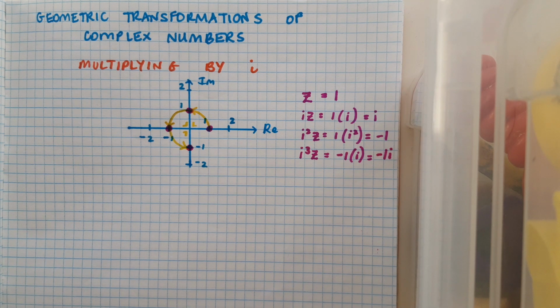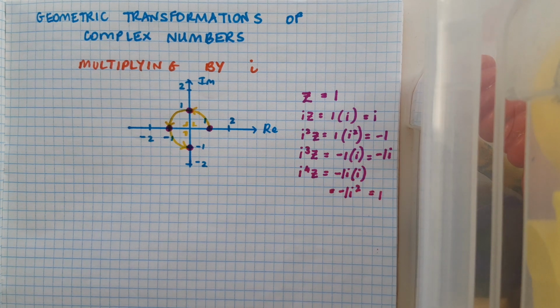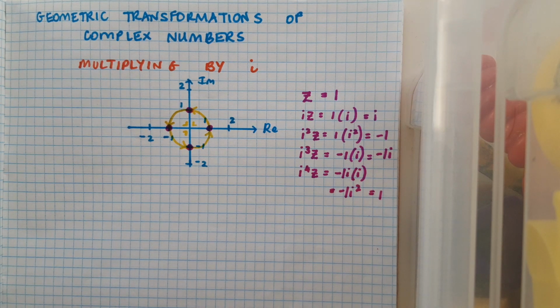And multiplying by i one last time will have the effect of bringing me back to my starting position. So that is i to the power of 4 z, which again is my previous result, times i, which gives minus 1i squared. But since i squared itself is minus 1, this is just an overall result of plus 1. And this just returns me to my initial position.